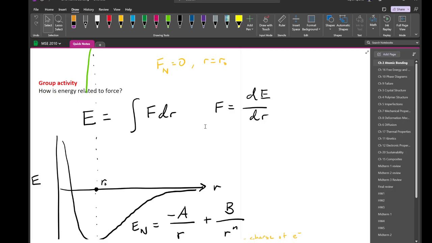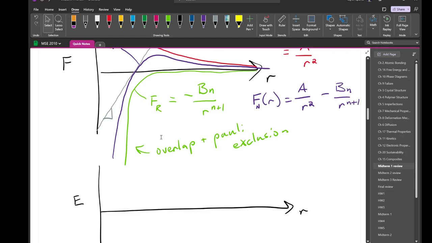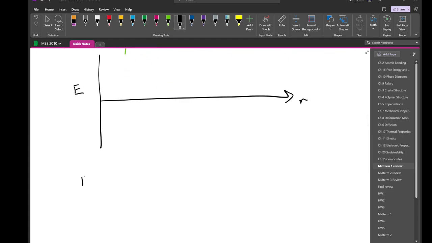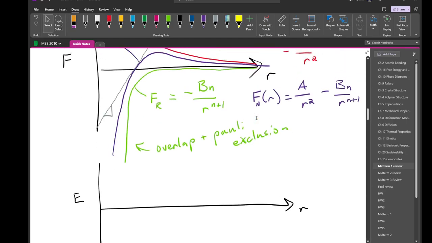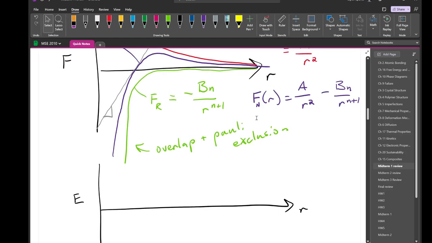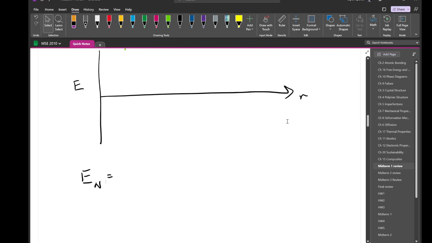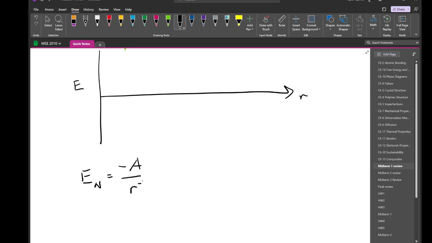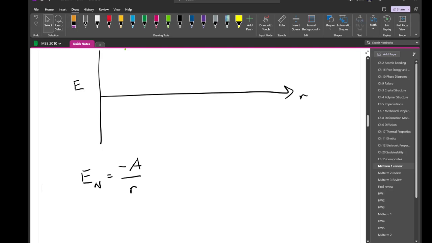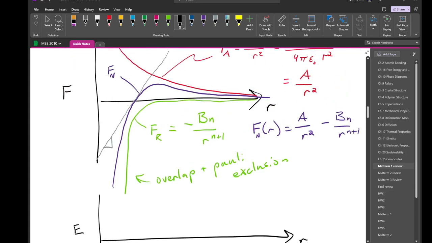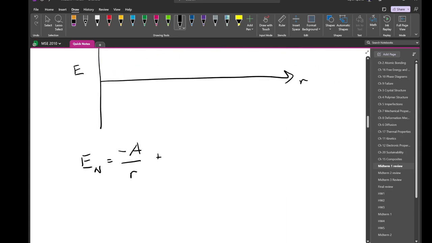We have to take the integral of the function that we just did. So let's do that real quick. If that's our function for force, and we take the integral of it, our net energy is going to come out. Let's take the integral of that first term, A over R squared. You're going to step it back up one, right? So it's going to go from negative 2 to negative 1, where we have a negative out in front. So it's going to be negative A over R to the 1. Then our second term, which was negative BN over R to the N plus 1, is going to go down to just R to the N. It's going to go down 1, and that N disappears. It's plus because it was R to the negative N plus 1, so the negative sign disappears, and it's just B over R to the N.